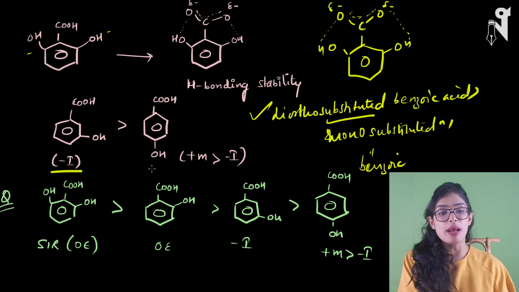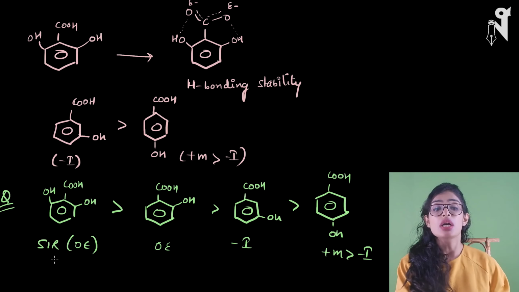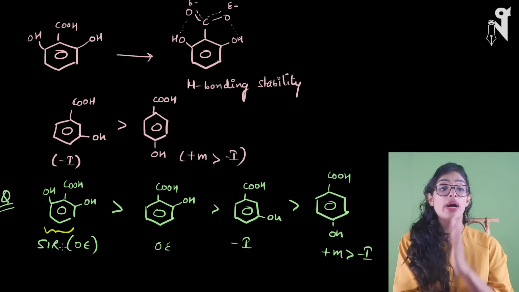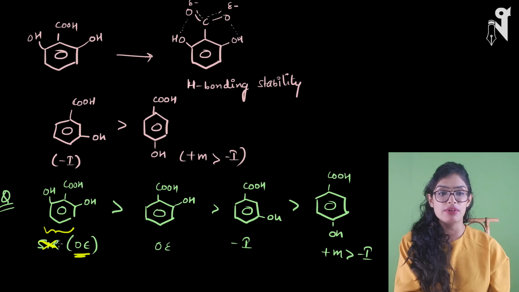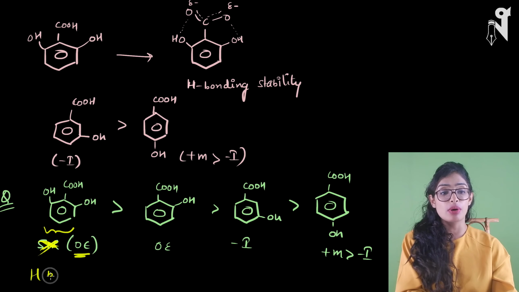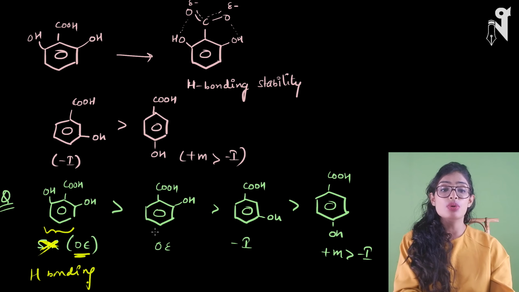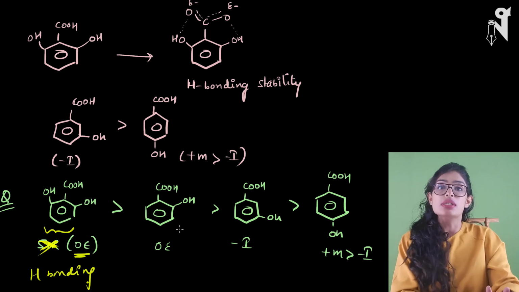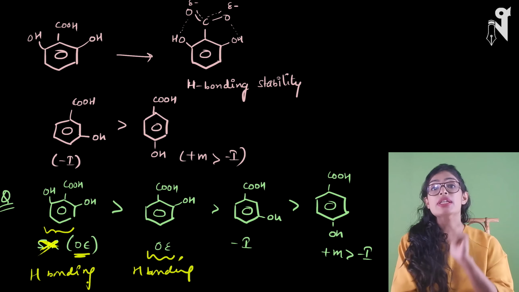Okay, and if at the para position this OH is present, then it can show electron donating effect. So how will be the order, just in case you want to arrange it in the order? Here di-ortho-hydroxybenzoic acid will be the most acidic one due to ortho effect, not due to SIR. My bad, I have written SIR here. Not due to the SIR, but due to its electronic effect, that is hydrogen bonding. Then relatively lesser acidic is your ortho-monohydroxybenzoic acid, and again the reason is ortho effect, but again this is due to hydrogen bonding.